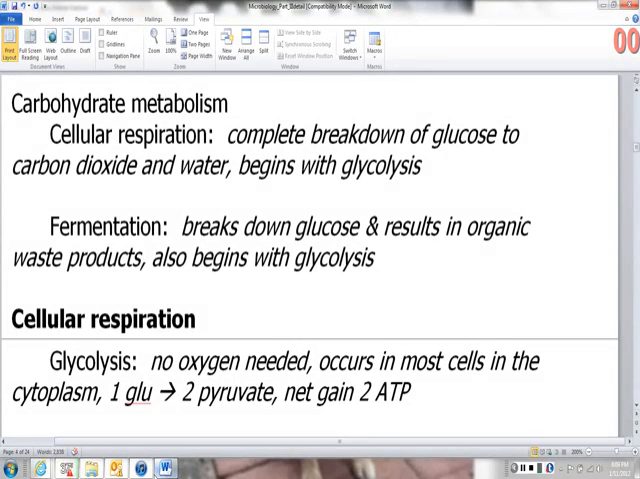Fermentation, on the other hand, breaks down glucose, but it results in organic waste products. It also begins with glycolysis, but the products are not completely broken down as they are in cellular respiration.